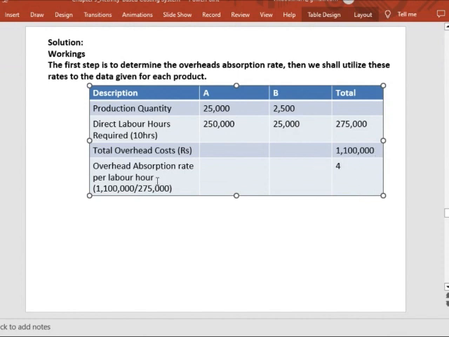Normally, it is in rupees, right? It should be rupees per hour. 4 rupees per hour. Okay? Till here, is it fine? I'm going to the classroom just to check out whether it's giving any issues. Till here, is it fine?